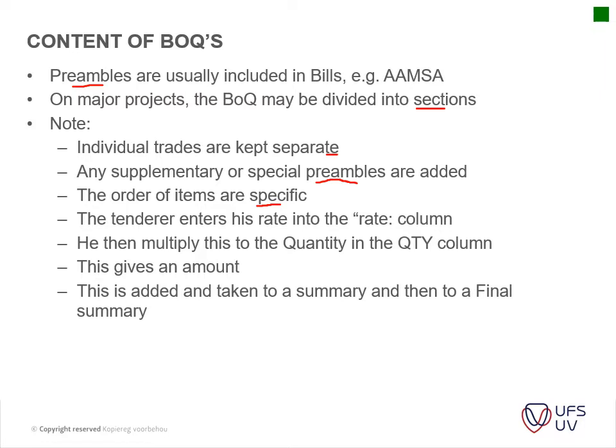Then the tenderer enters his rate into the rate column. Then he multiplies the quantity in the quantity column with this rate column, and it gives you the amount on the right hand side, and this is added and taken to the final summary. So yeah, I'll show you guys now the layout.